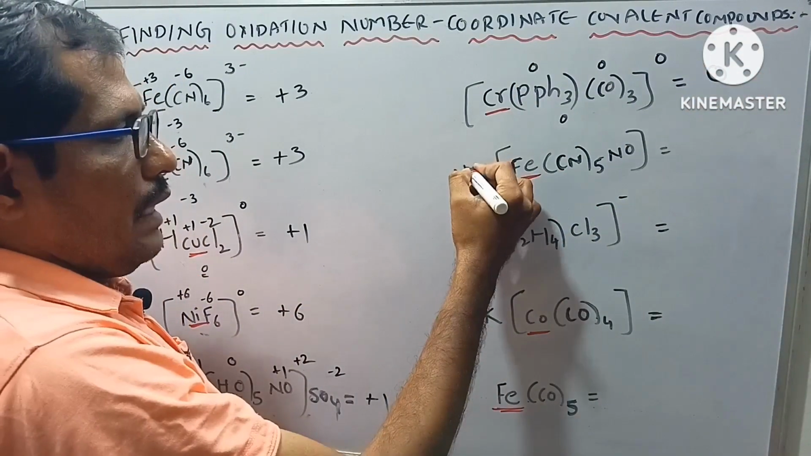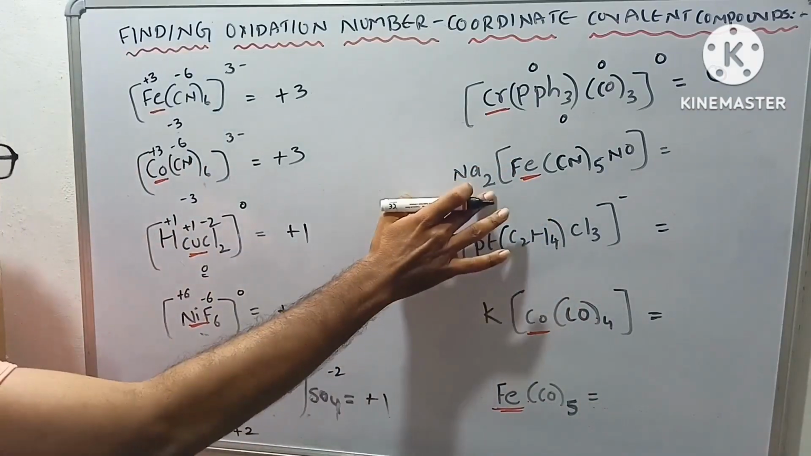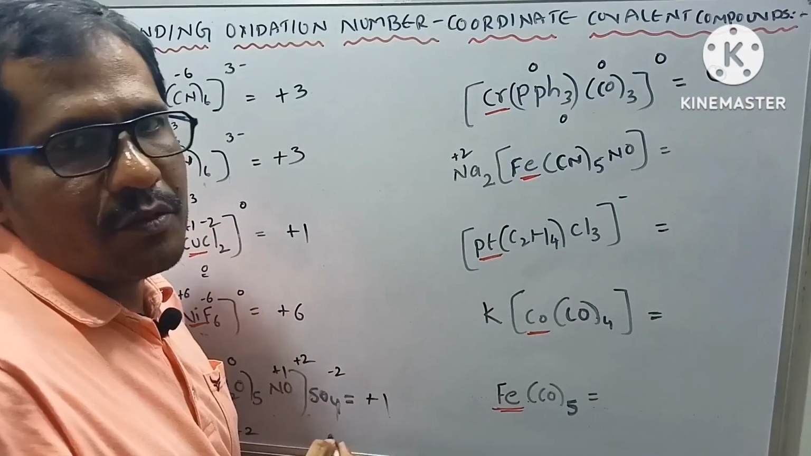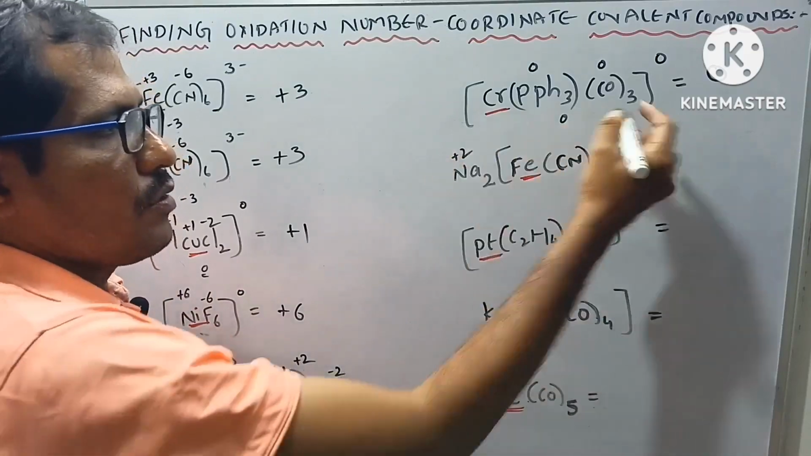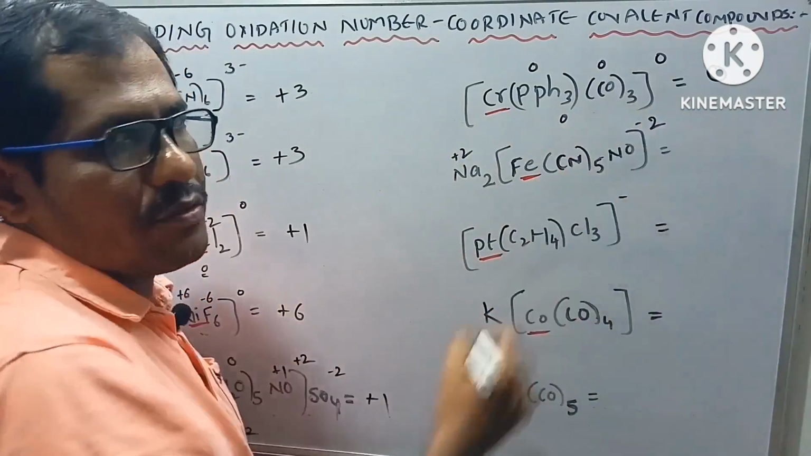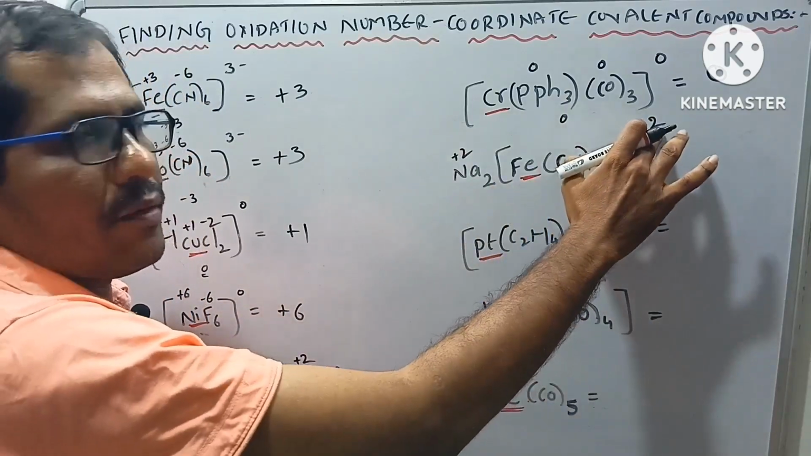Come to here. Here you need to find the charge, the same as before. Each sodium is plus 1. There are 2 sodium atoms, so plus 2. The molecule itself as a whole is neutral, so plus 2 minus 2 is neutral. So here we will get minus 2.